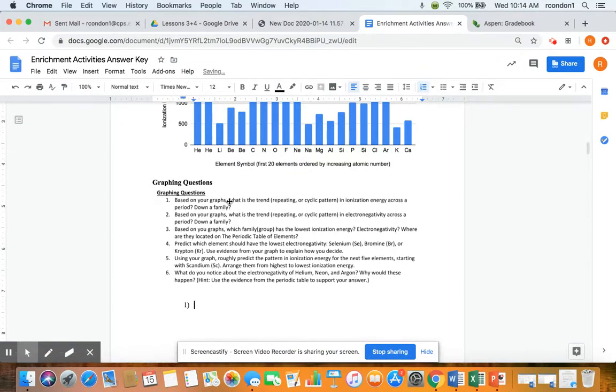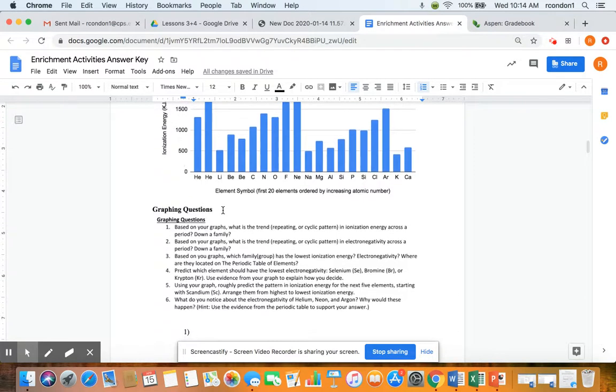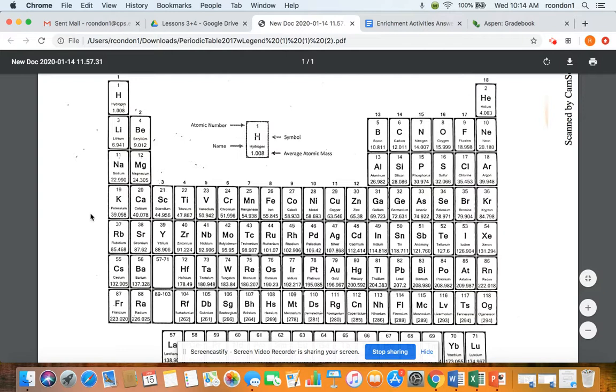So for number 1, based on your graph, what is the trend, repeating your cyclic pattern, in ionization energy across a period and down a family? When we're talking about across a period, we have to go to the periodic table. Across the period means horizontal like this. Down a family means going down vertically, these columns. These vertical columns are called groups or families. The ones across are called periods.